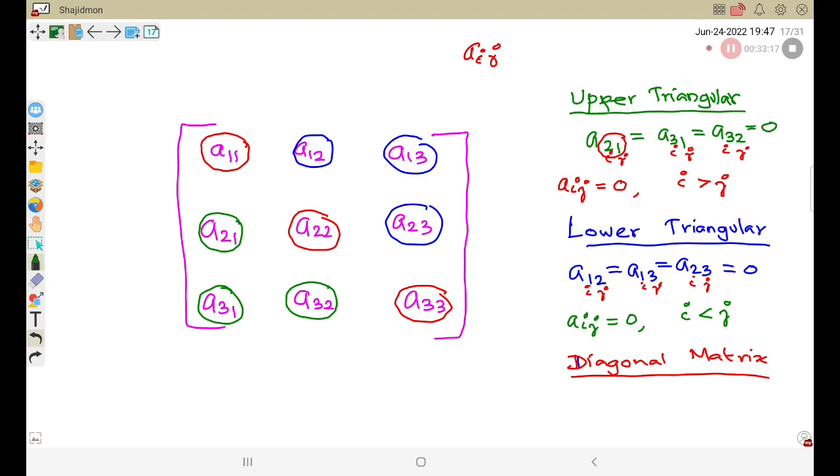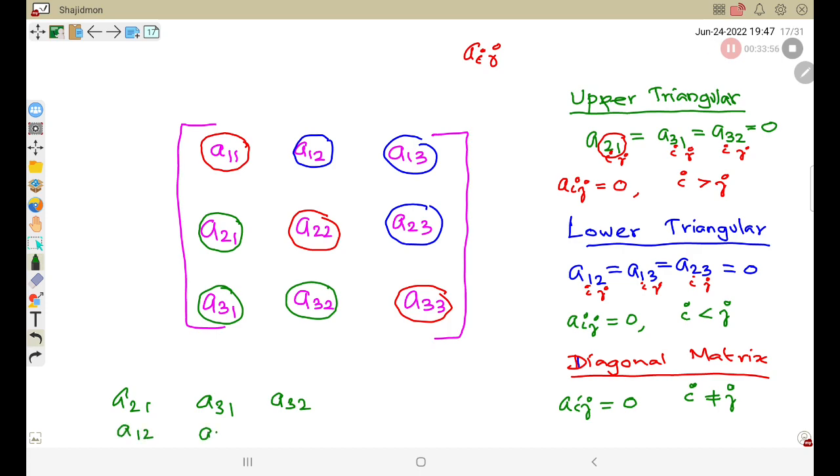Now diagonal matrix means both of these are correct. Upper numbers should be 0, down numbers should be 0. Only A11, A22, A33, these numbers can be any number. So we can say Aij equal to 0 when I is not equal to J. If I and J are the same, any number is possible. But if I and J are not the same, for example A12, A21, A31, A32, I and J are not the same. Correct?